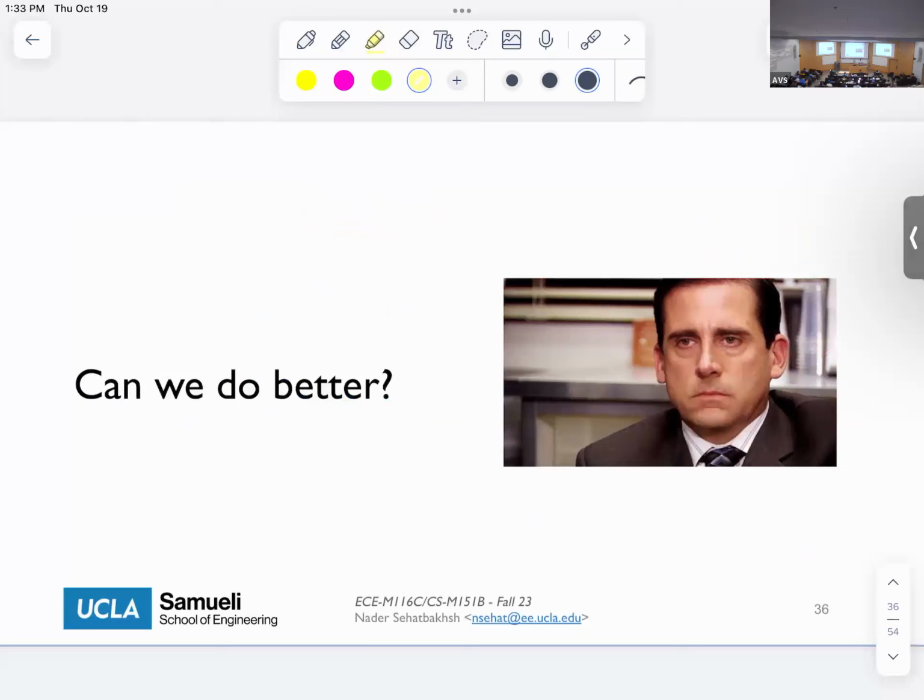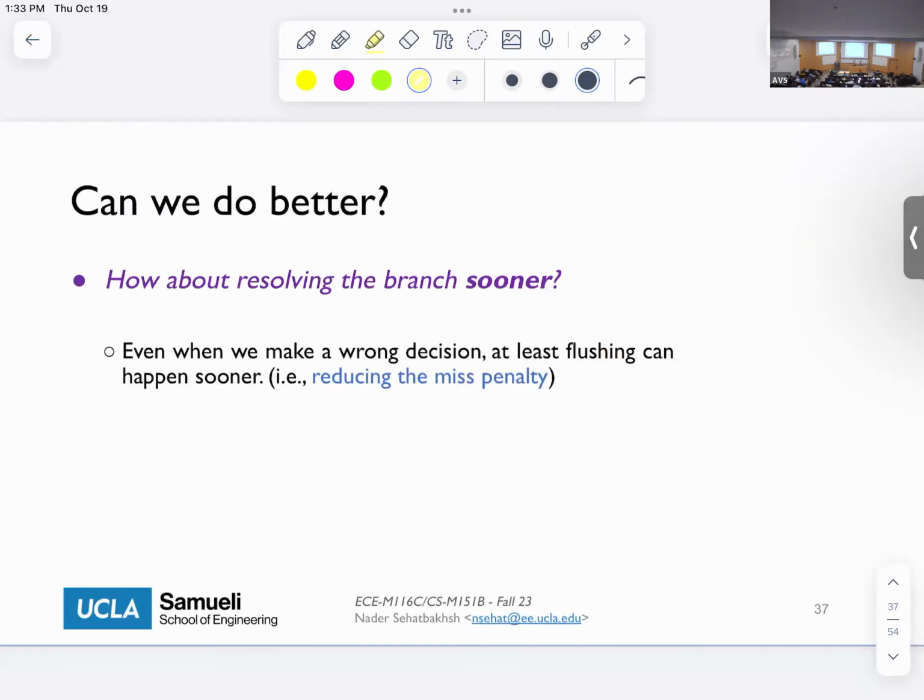So now the question is, can we do better than this? Okay. So what can we do better? That's the question. There are things that I can do in order to make things better. The first thing I can do is reducing the miss penalty, right? So far we're seeing that it takes 3 cycles to figure out whether the branch is taken or not. If I can make this 1 cycle or 2 cycles, then the miss penalty will be reduced, right?